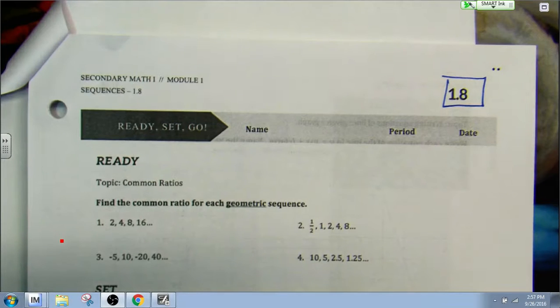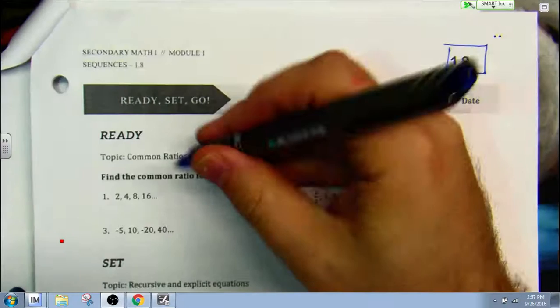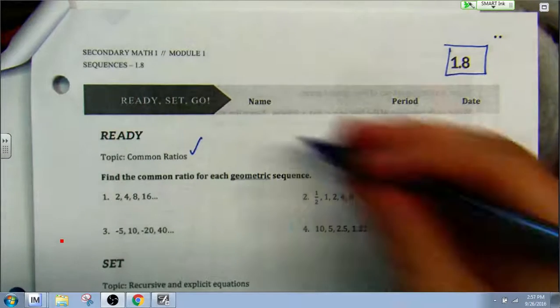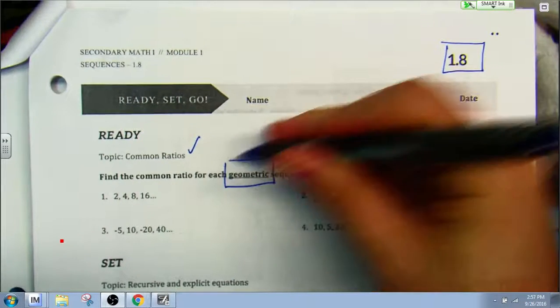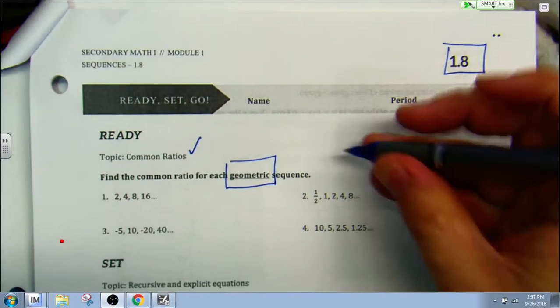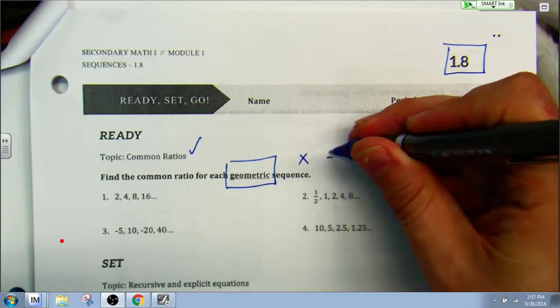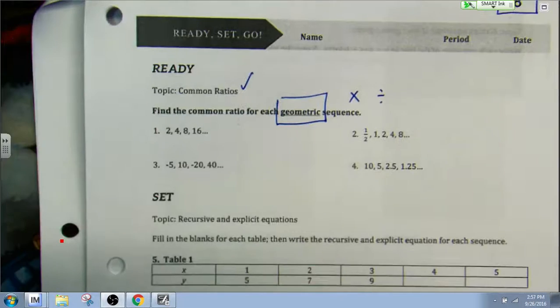Today we're going to be looking at filling in some sequences and doing more work with recursive and explicit equations. The first section is asking simply about common ratios. We know that common ratios mean it's going to be a geometric sequence. And geometric, of course, means that we're multiplying or dividing each term. So that's what we know we're looking for.